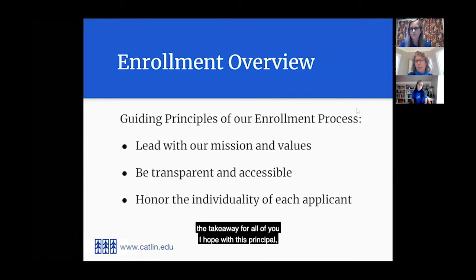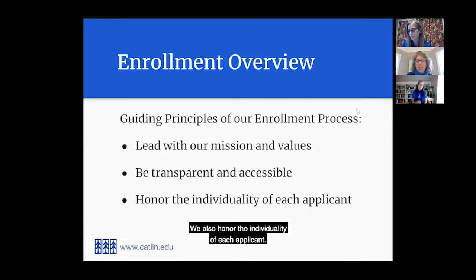The takeaway for all of you, I hope, with this principle is that you get your questions answered, and you make sure that you attend the events and attend the tours and find ways of making sure that you become as informed as you can, and you push us to provide the information that you need. So please do that along the way.